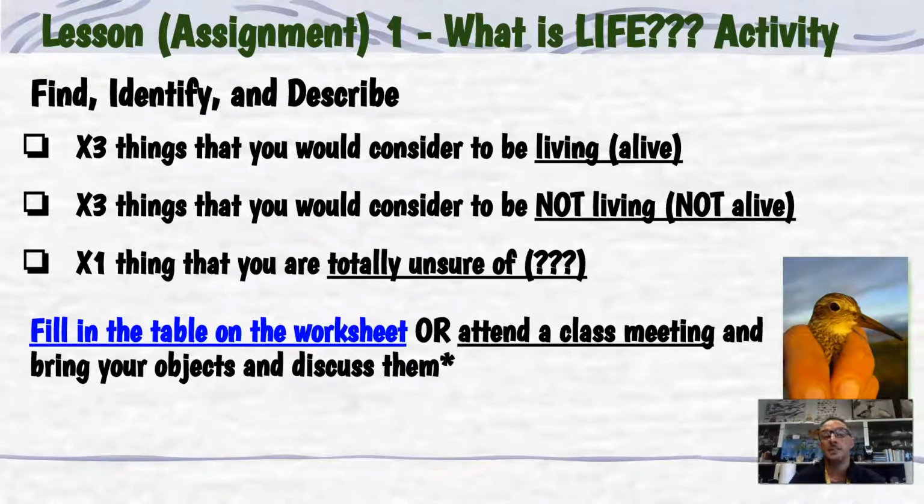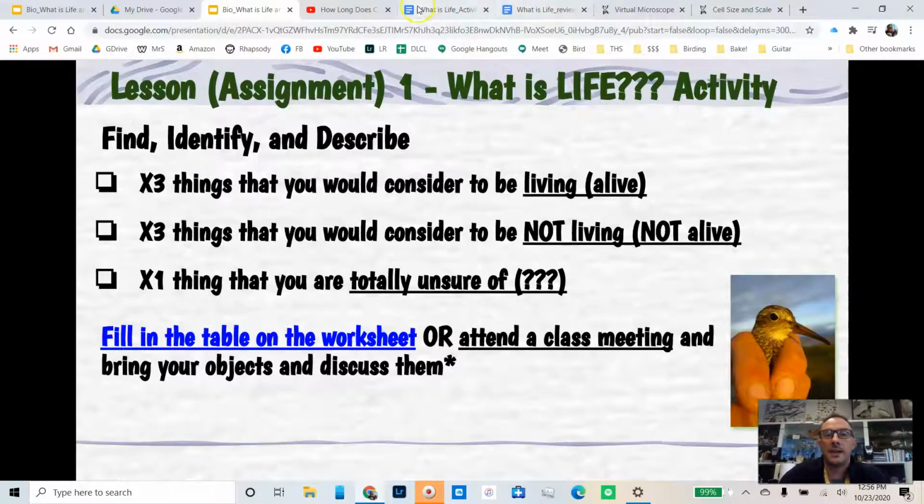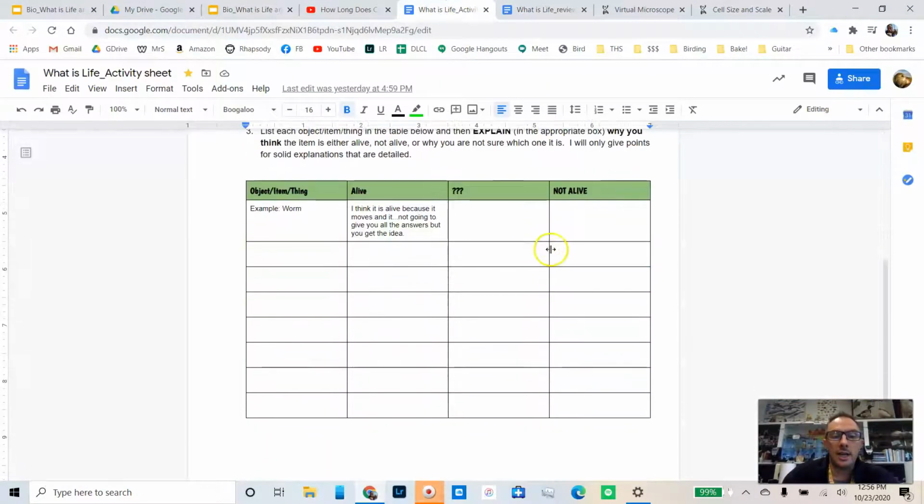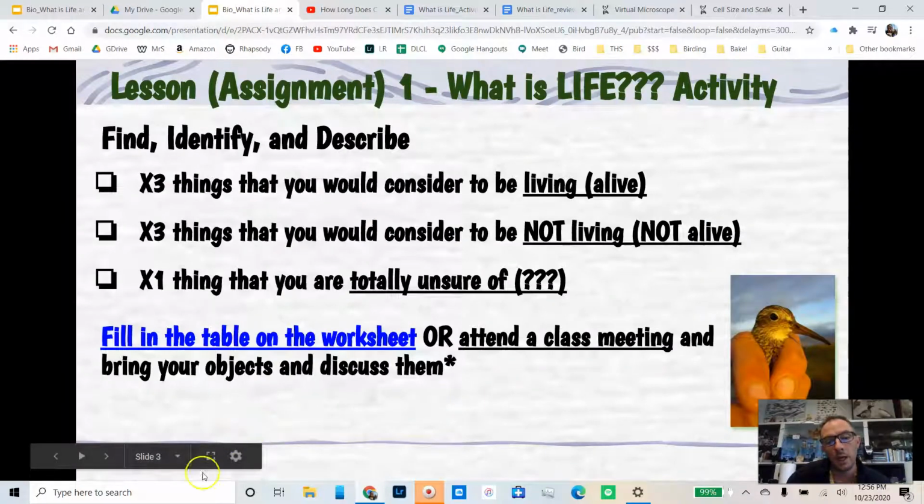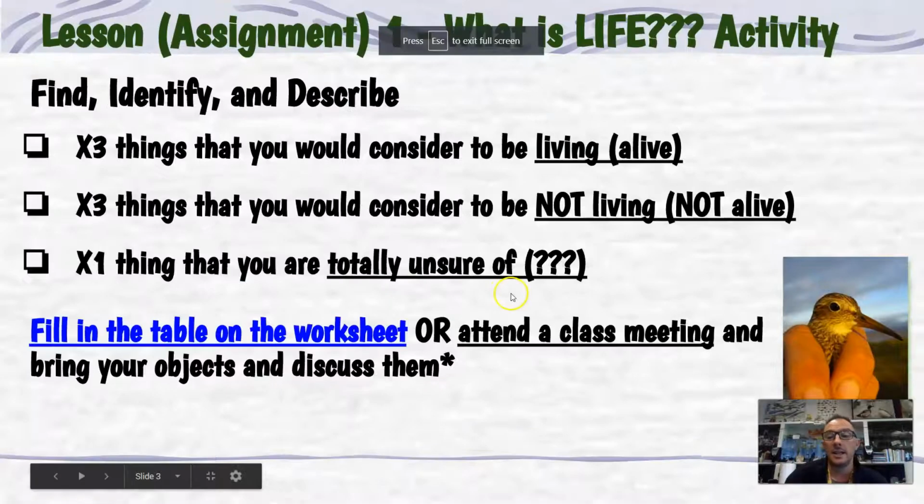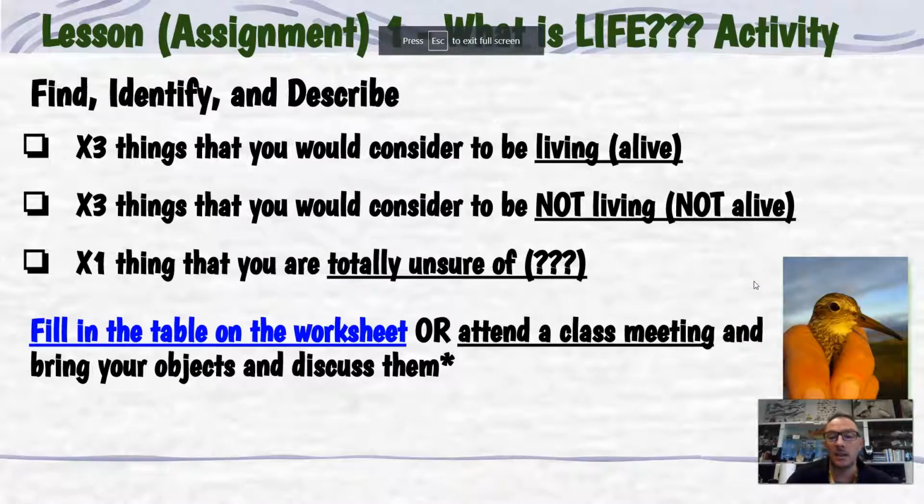And if you can't make it to a class meeting, then I have a table that I have set up for you, and you can fill it in here with all of your objects, 3 things that are living, 3 that are not living, and 1 thing you're unsure of, and then write your description of why you think it's alive in detail in the alive box or the not alive box, depending on what you think, or in the I don't know box there, and you can turn that in. But again, you can get full points just for showing up to the class meeting and discussing it there, and then you don't have to do the paperwork. Win-win.